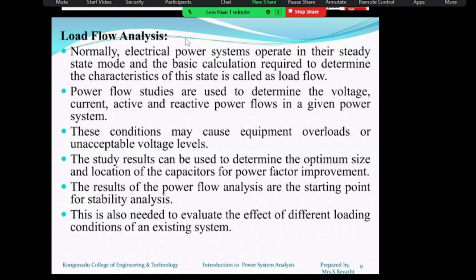We were discussing the power flow analysis. These conditions may cause equipment overload or unacceptable voltage levels. The steady results can be used to determine the optimum size and location of the capacitors for power factor improvement. In power system studies, we determine how to place the capacitor banks on power lines and what the size of those capacitors will be. We determine these parameters through power system analysis.